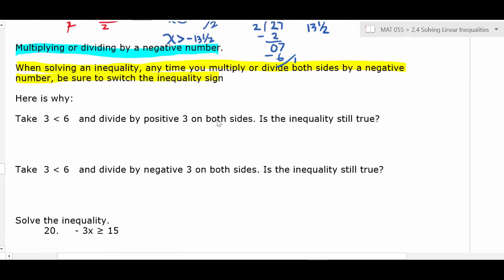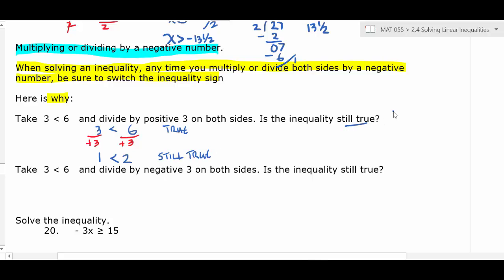So let's, as an example, just to show you why this is the case, if you started with this inequality, 3 less than 6, you know that's true. Without a doubt, 3 is less than 6. And let's just say let's divide both sides by positive 3. And I'm doing this to show you what happens when you divide by a positive number. So what would you get? 3 divided by 3 is 1. 6 divided by 3 is 2. So this is still true.